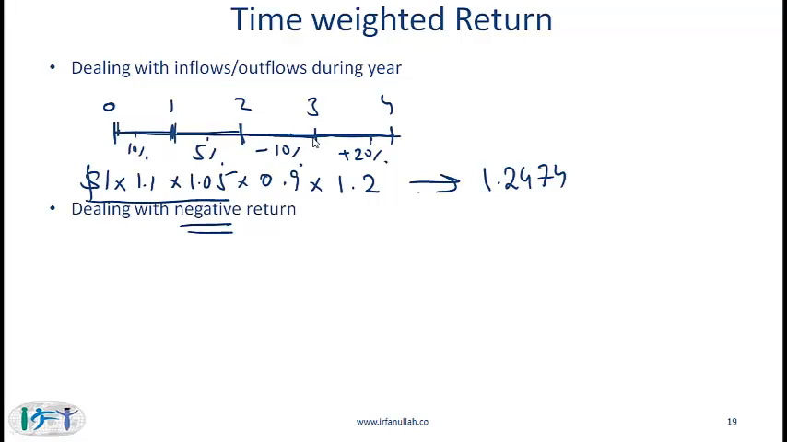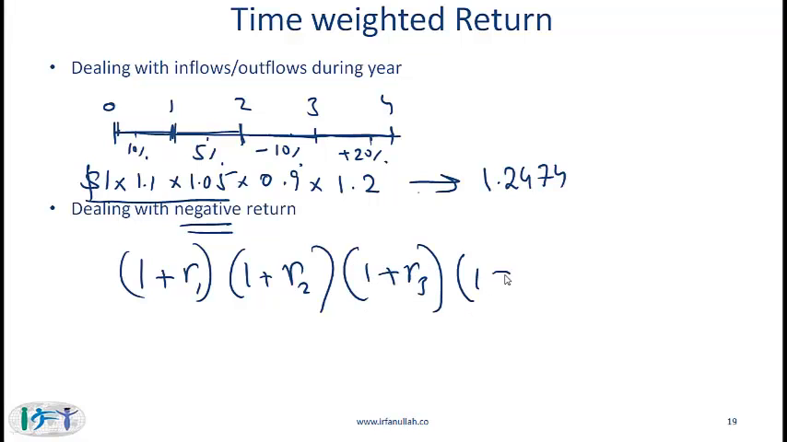The other tricky item is dealing with negative numbers, and we've already done that over here. Notice if the return is negative, then we simply multiply by 1 minus that number. So 1 minus 0.1 is 0.9. What you are not supposed to do is simply multiply the direct return numbers. You have to multiply 1 plus R1 into 1 plus R2, and so on, where R1, R2, R3 and R4 are the returns for each sub period. And if a return is negative, then this expression will simply be less than 1.